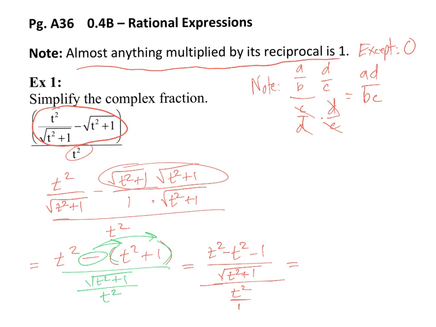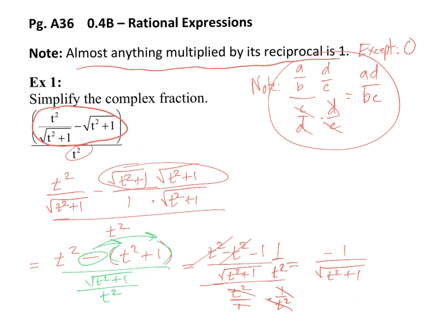All right, so going to the next part now, we're going to apply what we just did up here to this problem. We'll multiply the top and bottom by 1 over t squared. These cancel out. And then I'm left with negative 1 over the square root of t squared plus 1. And I'm just going to throw that t squared in front. And yeah, that's all I really have to do here.